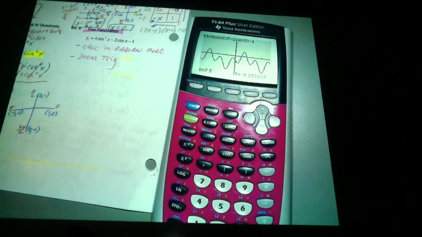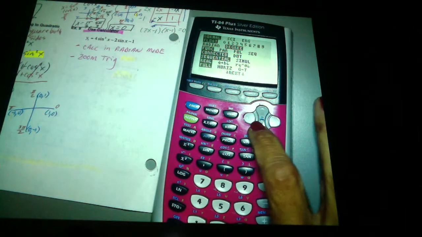I'm already out of the x value for my interval. My interval goes from 0 to 2 pi. What's 2 pi in decimal form? 6.28. I'm already outside of that. Do you see where I'm at? So that's a huge clue to you that you're in degrees. So I'm going to go back to radians.